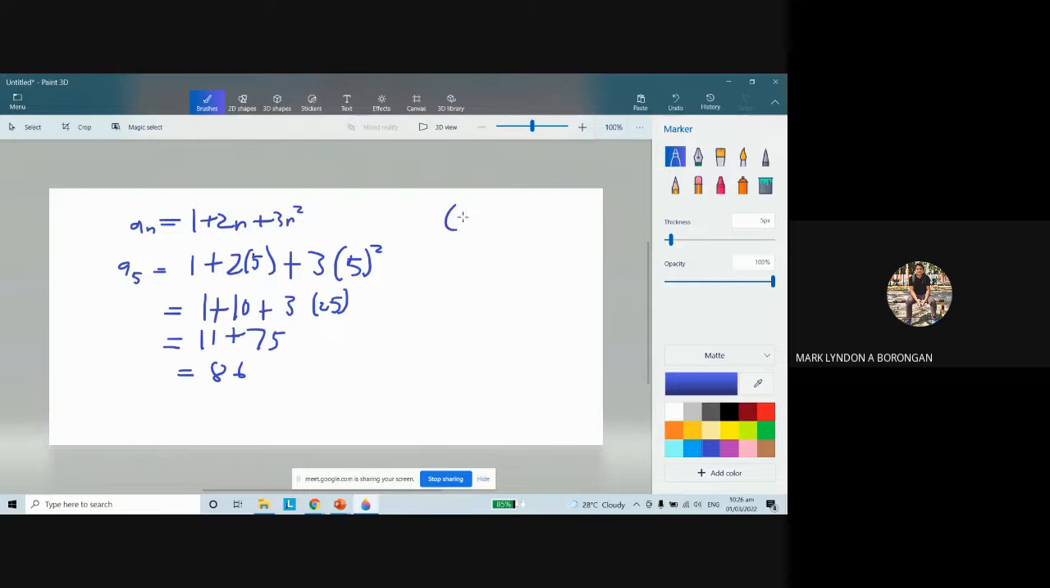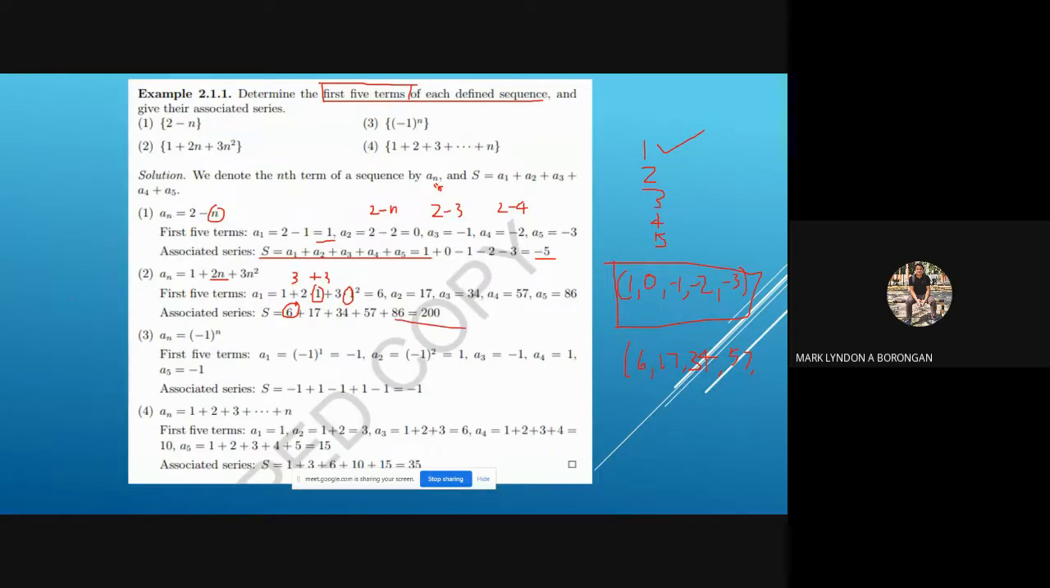So naa kay 6, 17, 34, 57, og 86. Now, mo ni siya imong series. Ay, no, sequence. Ay imong series will be the sum of this one. So, ang sum ano nila, gi-add lang nimo silang tanan, you'll get 200. So, ano ra?